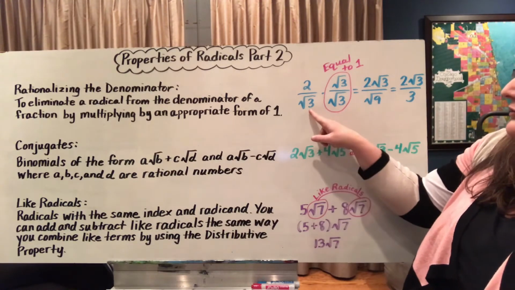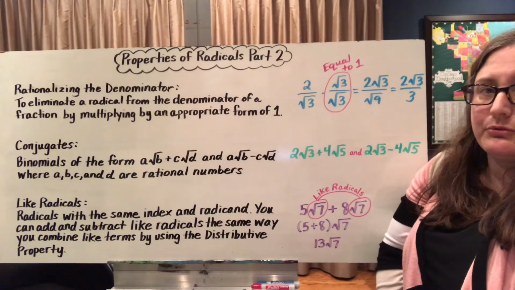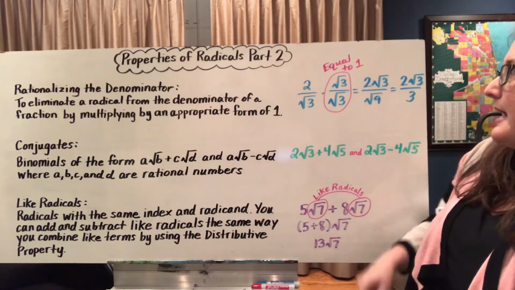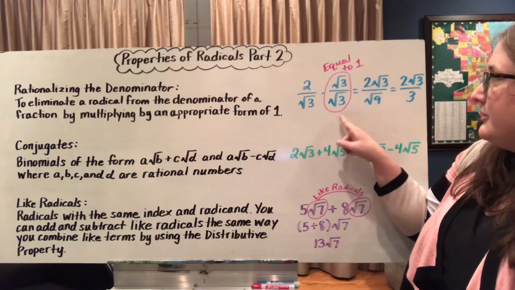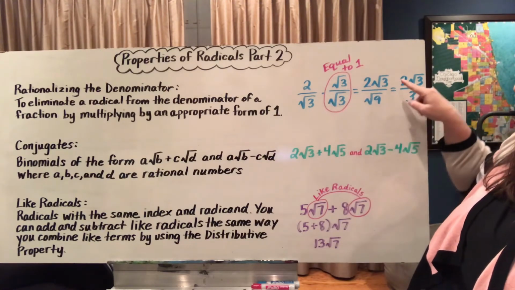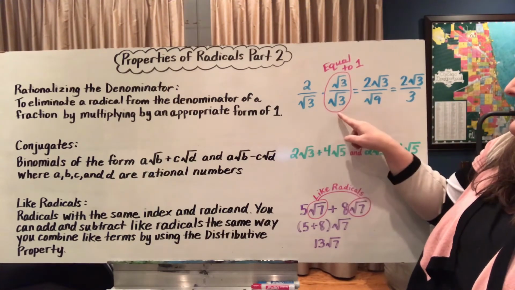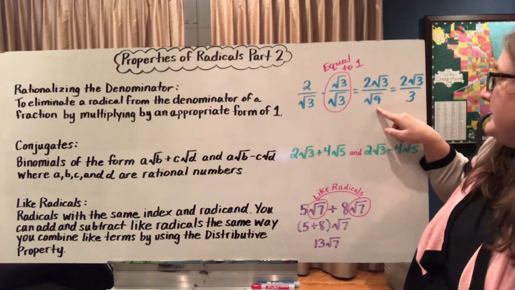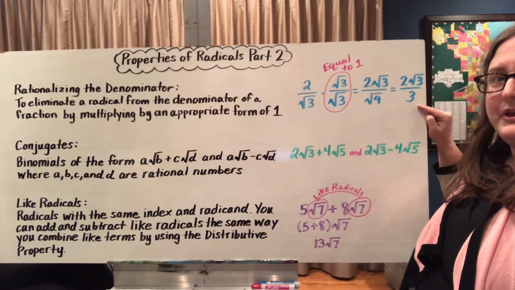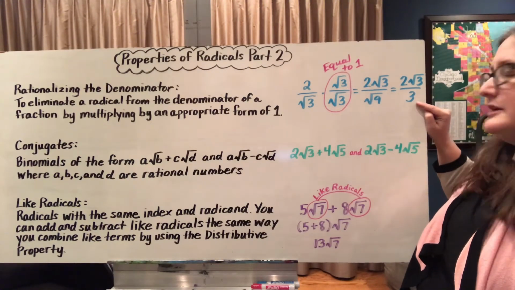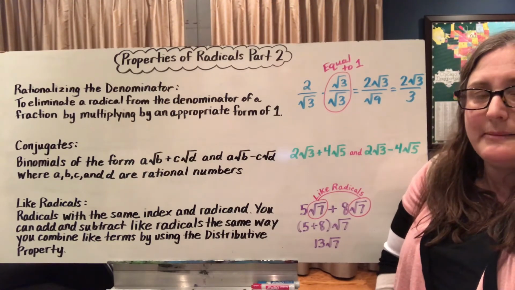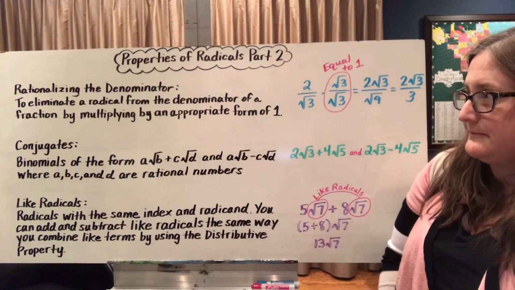So here I have 2 over the square root of 3. To rationalize this denominator, to get rid of the radical in the denominator, I can multiply by square root of 3 over square root of 3. This fraction here is equal to 1. When I multiply my numerators, I get 2 square root 3. When I multiply my denominators, I get square root of 9, which can be solved because now this is a perfect square. So I get 2 square root 3 over 3. This is a simplified radical. There is no radical sign in my denominator. So I can use rationalizing the denominator to get rid of a radical in my denominator.